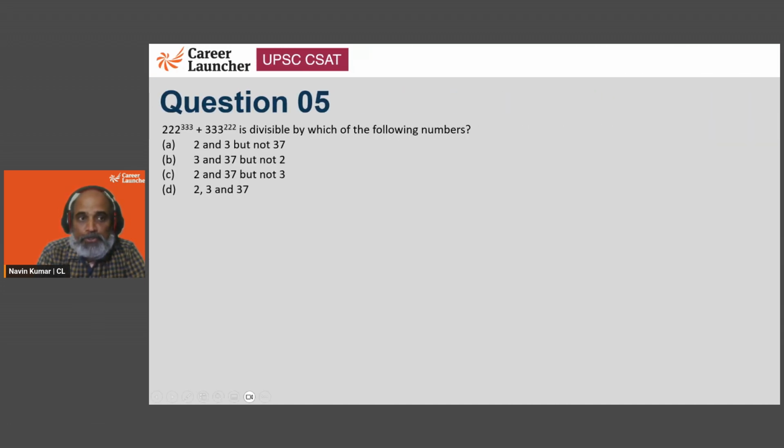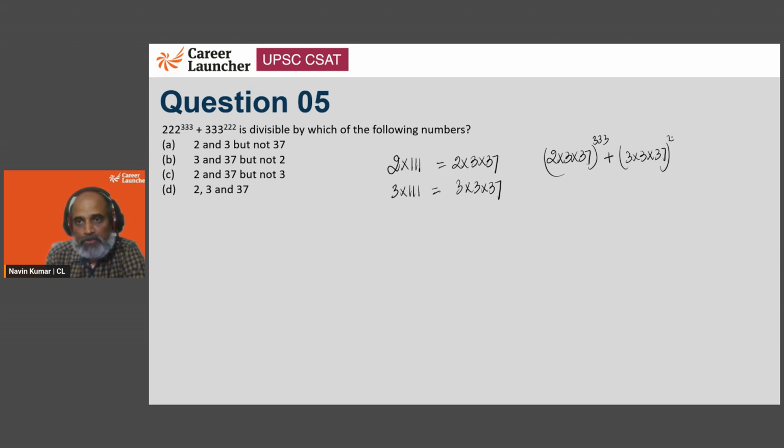Okay. 2^22 to the power 333 plus 333 to the power 222 is divisible by which of the following numbers? So 222 can be written as 2 into 111, and 111 is nothing but 3 into 37. Similarly, 333 can be written as 3 into 111, which is 3 into 3 into 37. So 222 raised to 333 can be written as (2 into 3 into 37) raised to 333, and 333 can be written as (3 into 3 into 37) raised to 222.